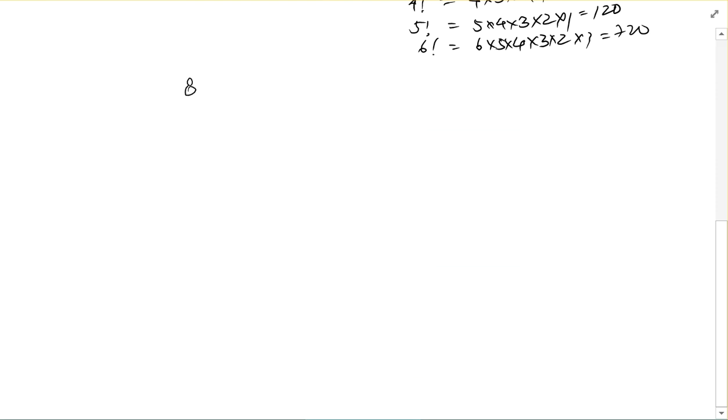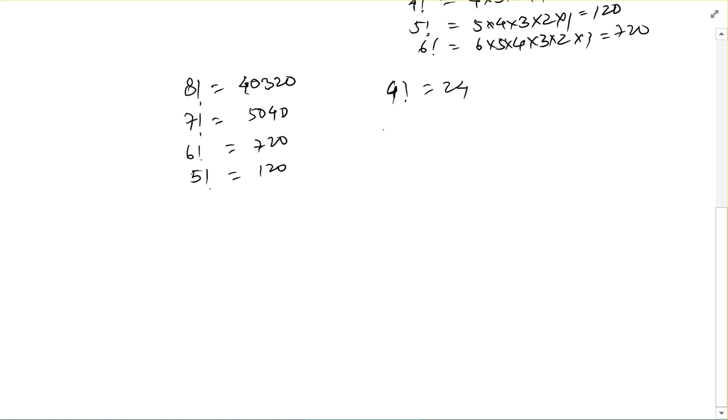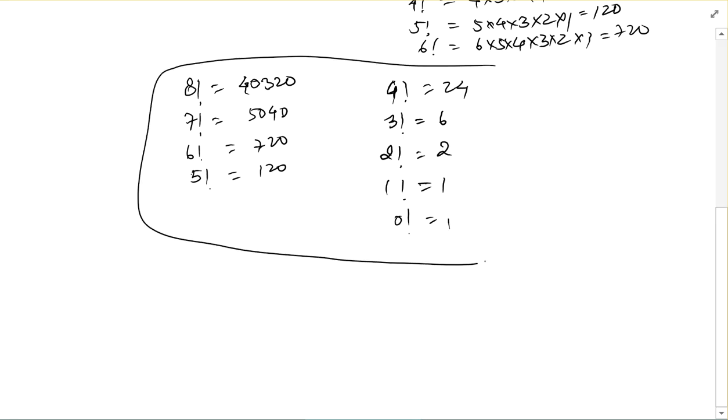8 factorial is equal to 40,320. 7 factorial is equal to 5040. 6 factorial is equal to 720. 5 factorial is equal to 120. 4 factorial is equal to 24. 3 factorial is equal to 6. 2 factorial is equal to 2. 1 factorial is equal to 1 and 0 factorial is also equal to 1. These values you have to remember for sure.